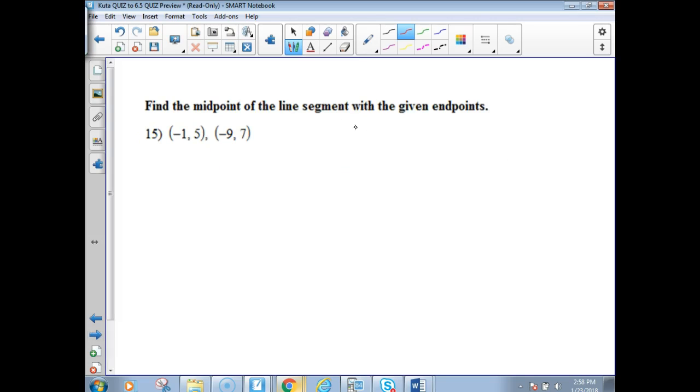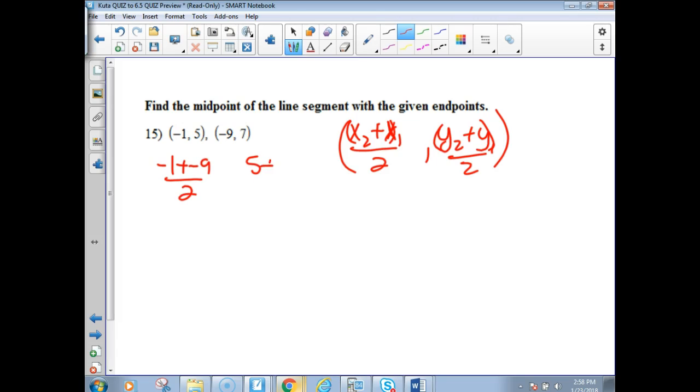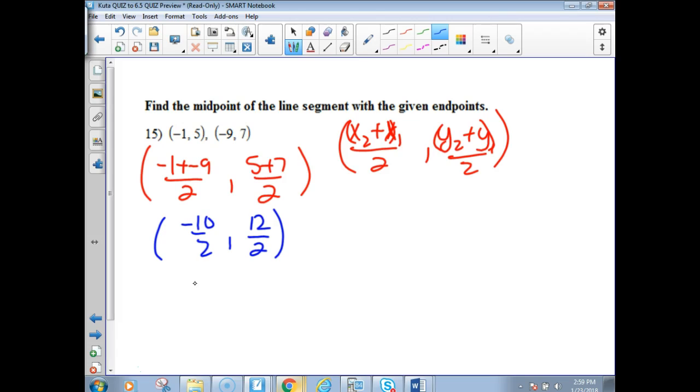15, find the midpoint of the line segment. You should know the midpoint formula: x plus x divided by 2, y plus y divided by 2. And you need to make sure you do the additions before you divide. Add before dividing. So we take -1 plus -9 and divide by 2. We take 5 plus 7 divided by 2. So the midpoint of this would be -10 divided by 2 and 12 divided by 2. Simplify that: -5, 6. Okay. No one should miss this formula. We've done it so many times. It's also on the wall of the classroom, right up there if you need to look at it. We should know it by now.